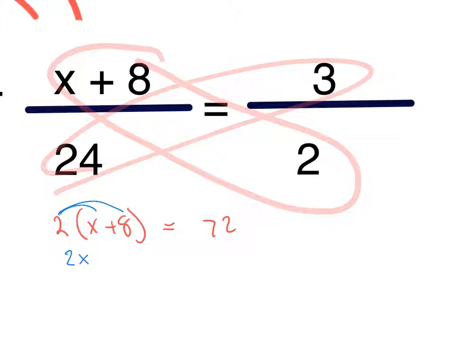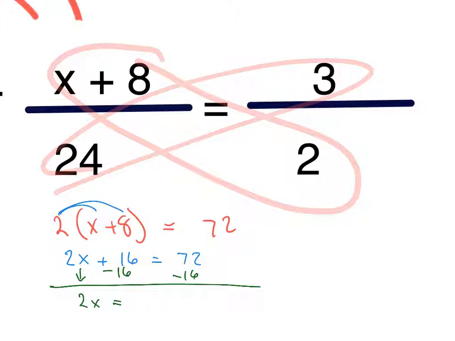Distribute. 2x plus 16 is equal to 72. Now we need to subtract 16. We're trying to undo what's being done, so we do the inverse of adding and subtracting first. You get 2x is equal to 56. And now we divide by 2 on both sides. And 56 divided by 2 is 28. So we get x is 28.